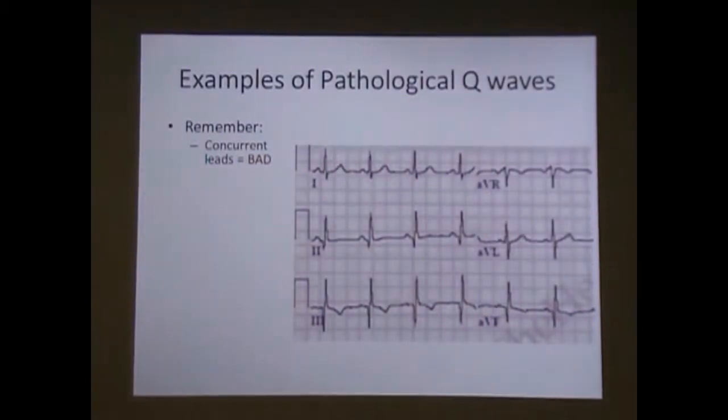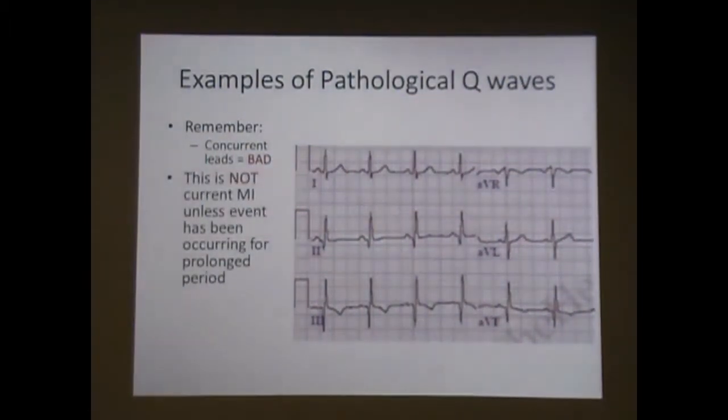Examples of pathological Q waves. We can see right there, it's not horribly wide, but it's definitely a deep Q wave. Okay? Yeah, exactly. We got them in 3 also, so those are concurrent. And aVF had some Q waves too.